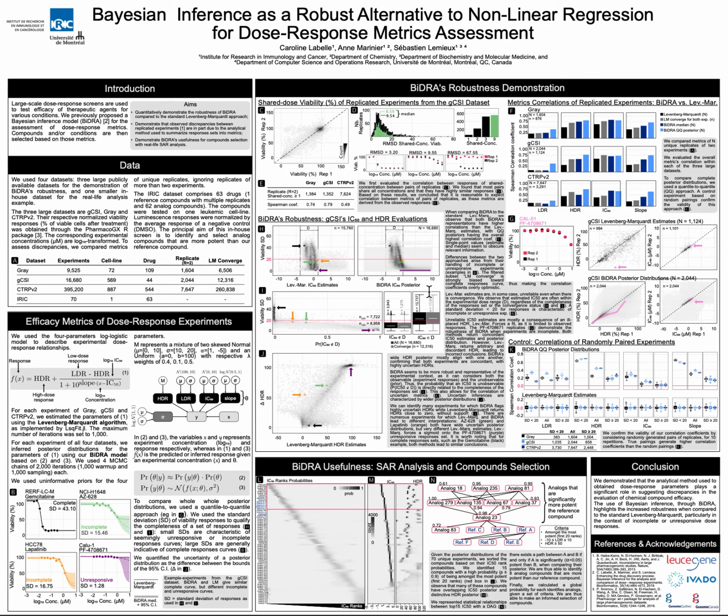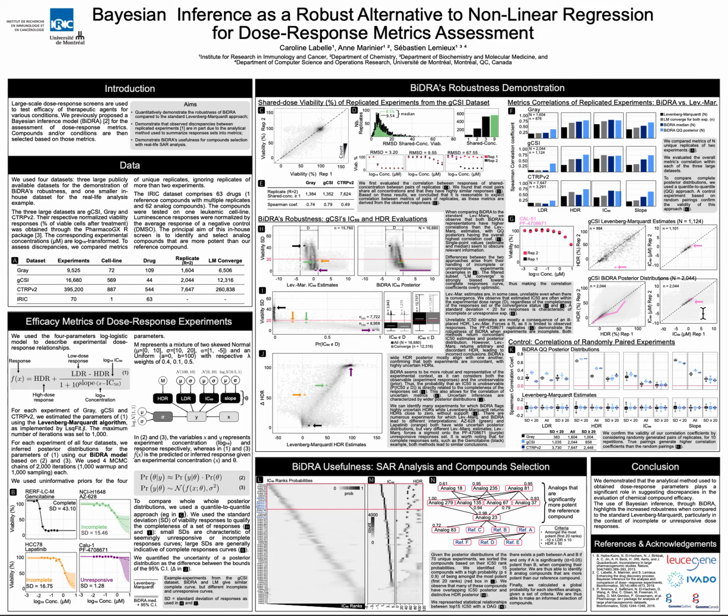Unreliable IC50 estimates are mostly a consequence of ill-placed HDR. Levenberg-Marquardt forces a fit as it is limited to the observed responses. The PF replicates demonstrate the robustness of BIDRA when experiments are incomplete. Both methods return concordant IC50 estimates and posterior distributions. However, Levenberg-Marquardt returns arbitrary and discordant HDR, leading to incorrect conclusions.